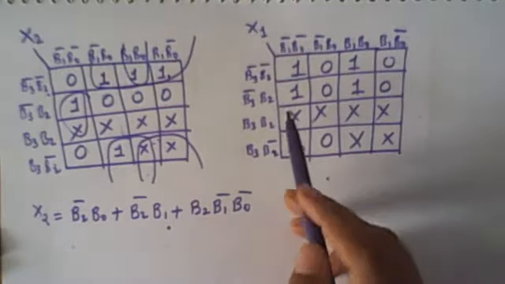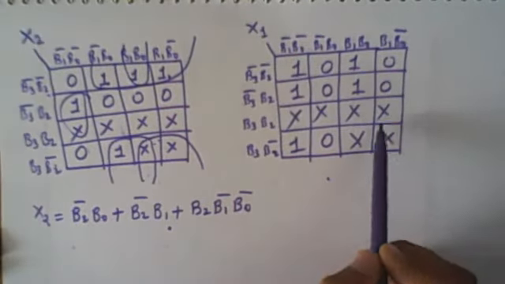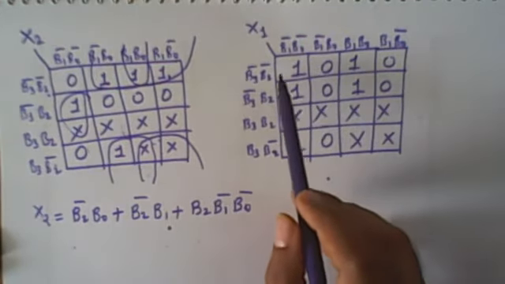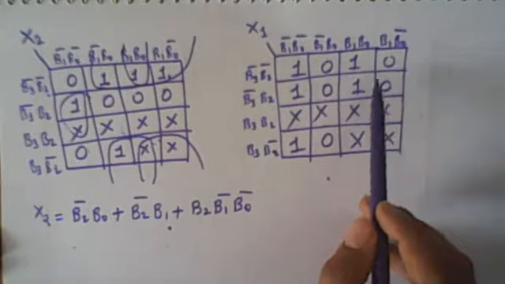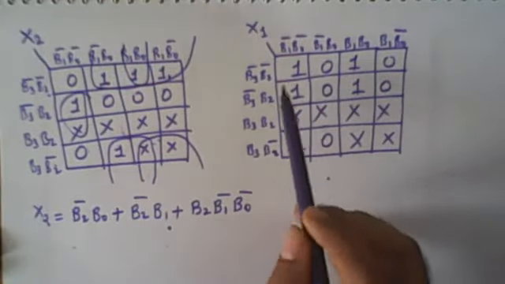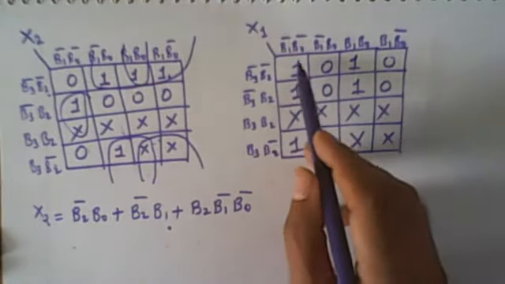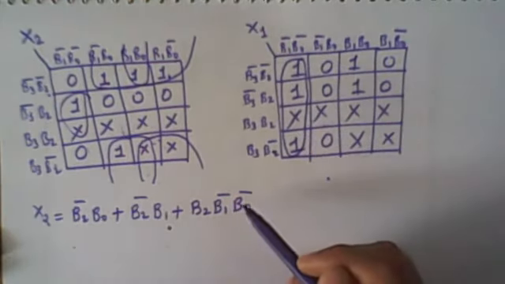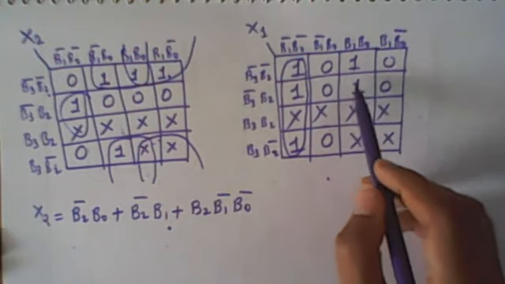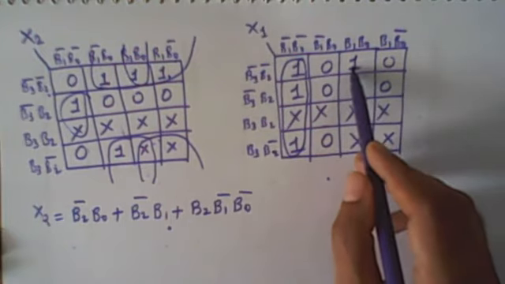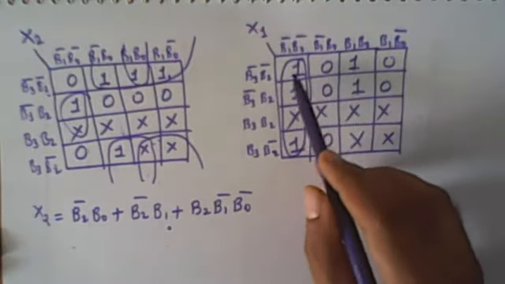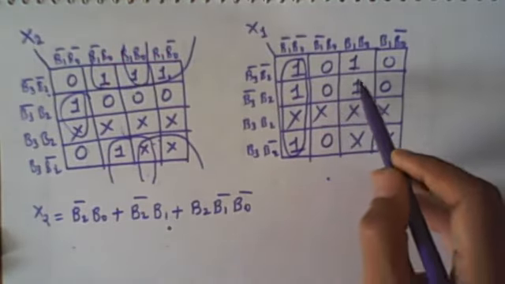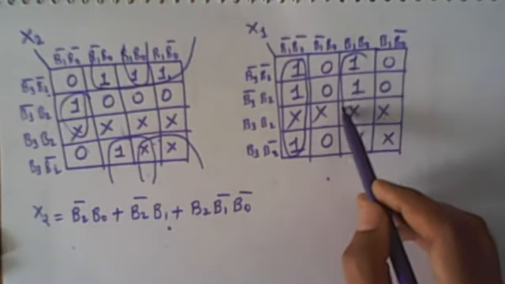And the rest are don't care. So let me check for this one. Group of 16 is not possible. Group of 8 is also not possible. Then group of 4, yes, this group of 4 is possible. Now remaining is this one and this one. So let's check for this one. Group of 16 is not possible. Group of 8 is not possible. Group of 4 is also not possible. Yes, this group of 4 is possible.